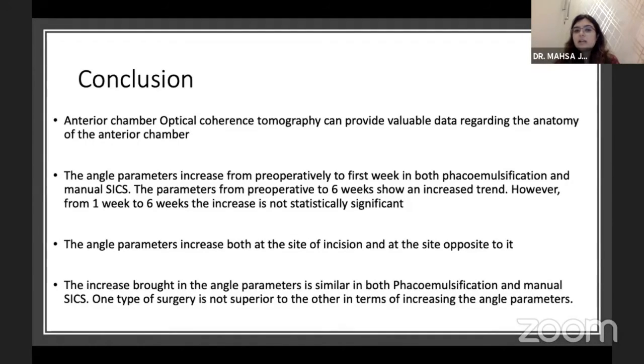So to conclude, what we found out from the study was that anterior chamber OCT can provide valuable data regarding the changes in angle of the anterior chamber. The angle parameters show an increase. The maximum increase is from preoperative to the first week. And then they tend to stabilize, as can be seen from the graph, the parameters have a tendency to form a plateau from 1 week to 6 weeks. The changes are brought about both at the site of incision and the site opposite to it. And in terms of changes in the angle parameters, both the surgeries, phacoemulsification and manual SICS, are almost similar, and the changes are comparable. Thank you.